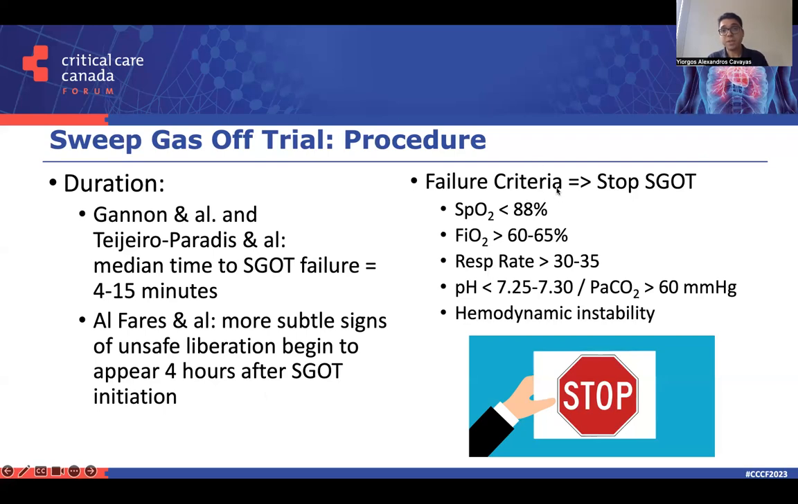Of course, if a patient develops overt failure criteria, the trial needs to be stopped. Most of these criteria varied significantly across different studies, but the ones that I've listed here are pretty standard. So a saturation below 88%, an FiO2 above 60 to 65%, a respiratory rate above 30 to 35, signs of respiratory acidosis or hemodynamic instability should all result in stopping the procedure and considering the trial a failure.